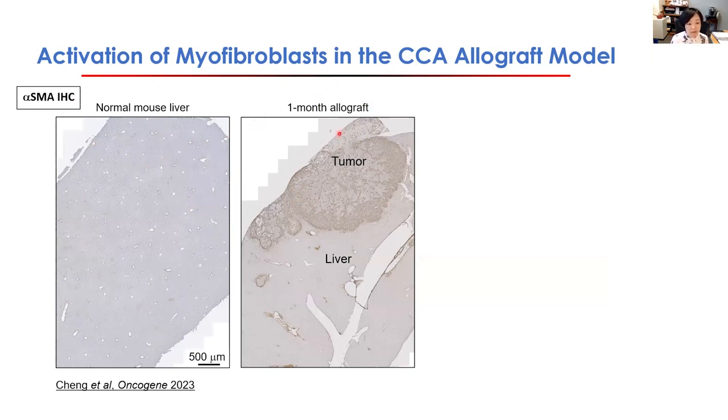So this is 1 month after allograft. You can see the tumor here and the liver surrounding it. And you may notice that the myofibroblasts are already activated after a month of tumorigenesis. The liver still looks quite okay, although the tumor is already forming.